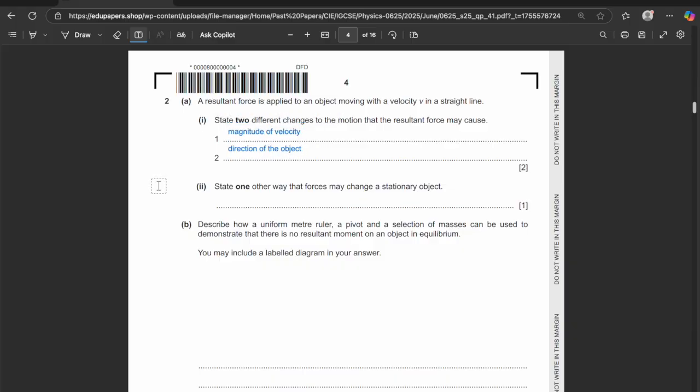To state one other way that forces may change a stationary object, it can not only affect the motion but also the size and the shape. You can say maybe when a force is applied and an object is squashed, things like that, right? So it can change an object's size.